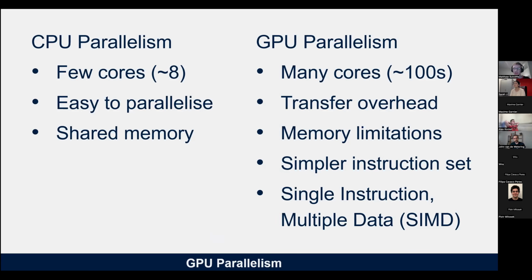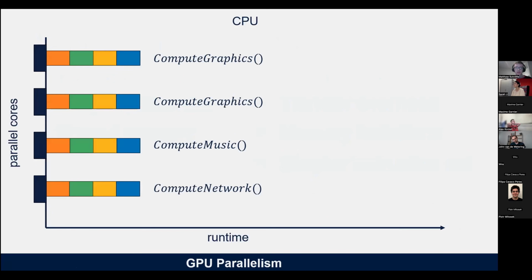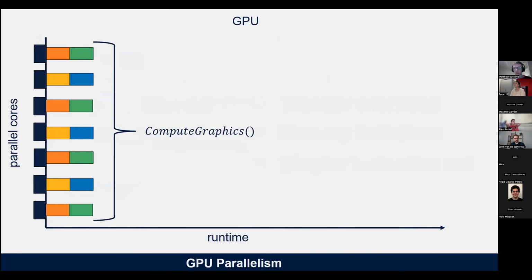For GPU parallelism, it's a little bit different, but the main concern for us is the fact that we have this single instruction, multiple data paradigm, where you have to be doing the same function on all the data. So for instance, if you're doing CPU parallelism, you could have all these different cores computing completely different functions. Whereas in GPU parallelism, you get a lot more cores, but they all essentially have to be doing the same function, just to different bits of data.